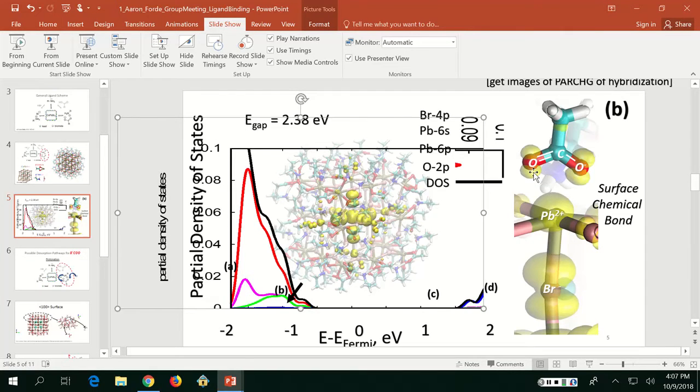We do see that, from our DFT calculations anyway, there is a chemical bond between this acetate anion and the surface of the lead.